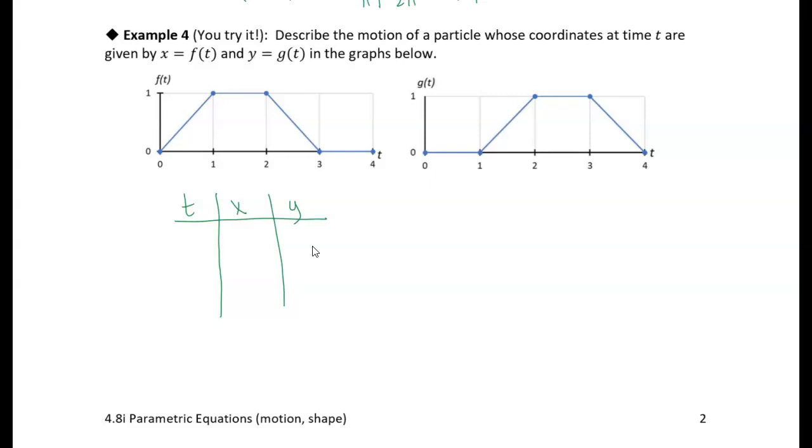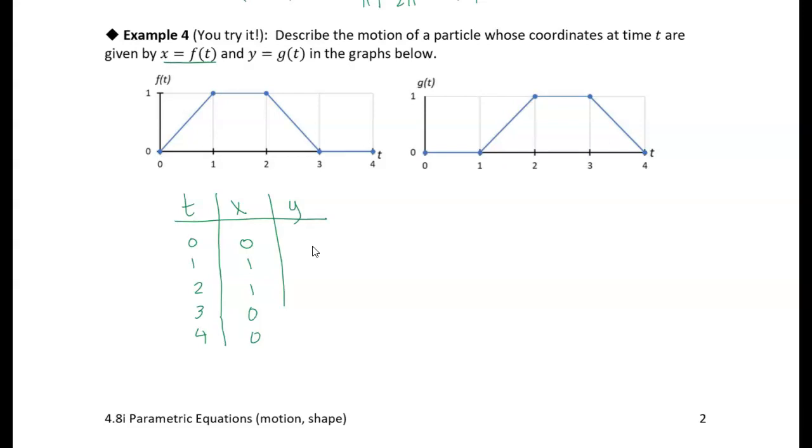Okay, so we've got t values of 0, 1, 2, 3, and 4. Now if we just read the x graph, f of t is equal to the x value, right? That's what it says here. And so if we just read off the graph at 0, it looks like we're at 0. At 1, we're at 1. At 2, we're also at 1. And then at 3, we're back down to 0, as well as 4. So I'm just taking the information right off of the graph.